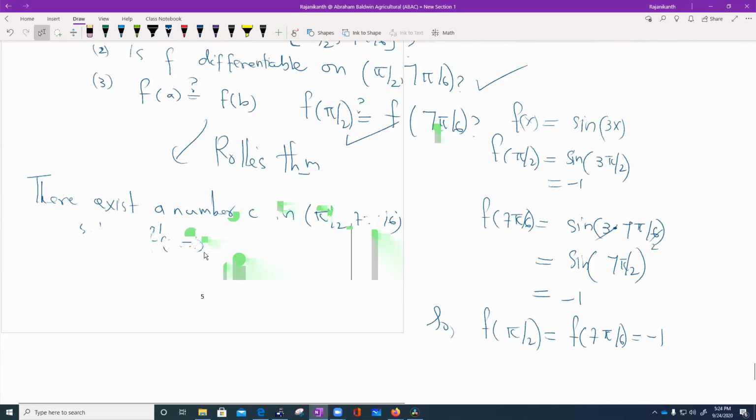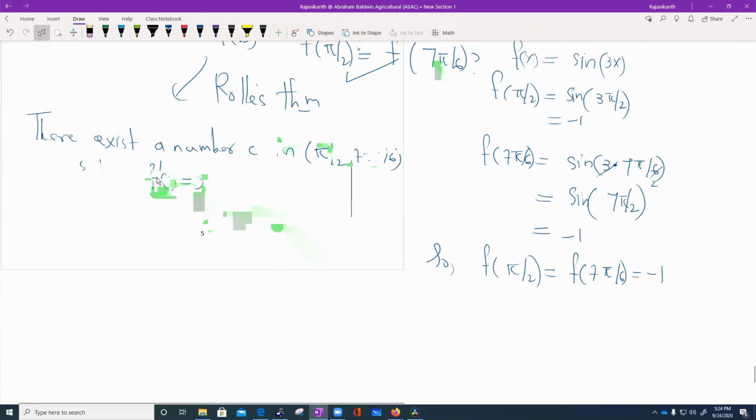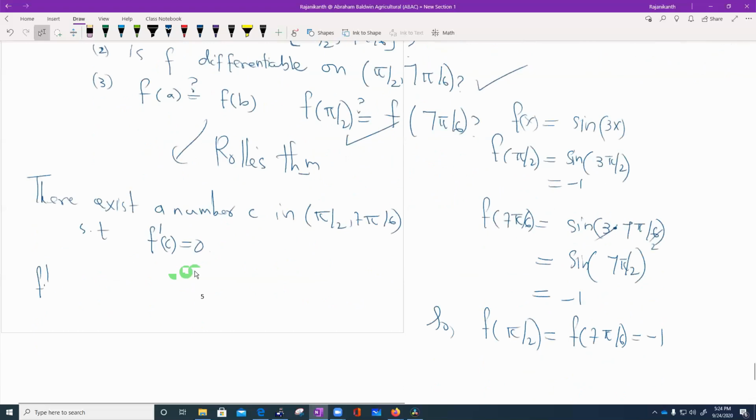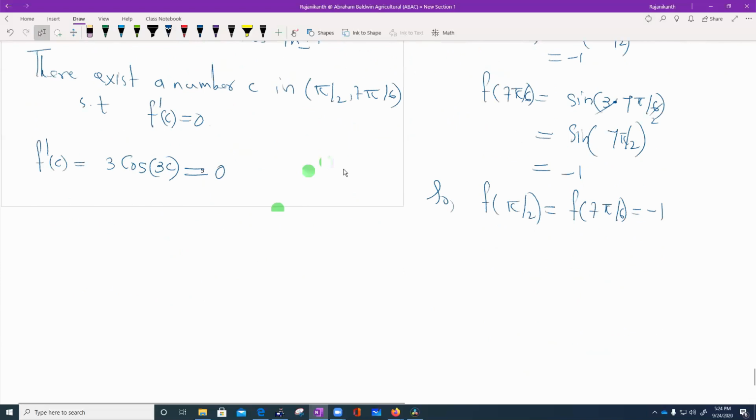So if this is the case, you need to find that point, right? For that reason, we need to know the derivative of the function. I just told you the derivative of the function is 3 cosine 3x. 3 cosine 3c is now the derivative at c. Set it to 0 and check whether there is any c value. Remember, your c is in that given open interval. Okay, so now your task is to solve this trigonometric equation.